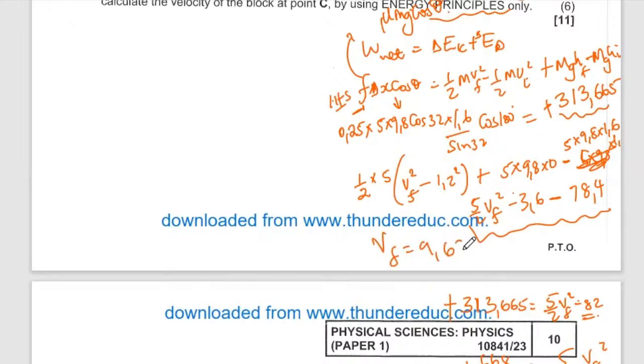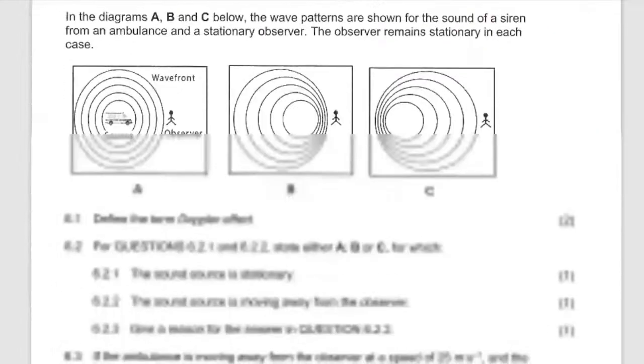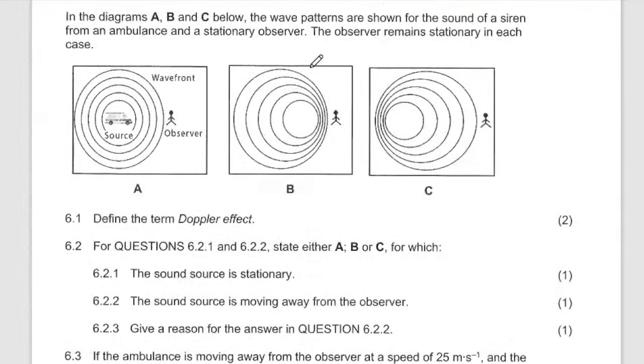Okay, 9.63 meters per second. All right, then question number 6. They're telling us that in the diagrams A, B, C below, the wave patterns are shown for sound. So this is A, this is B, and then this is C. Can we define the Doppler effect?